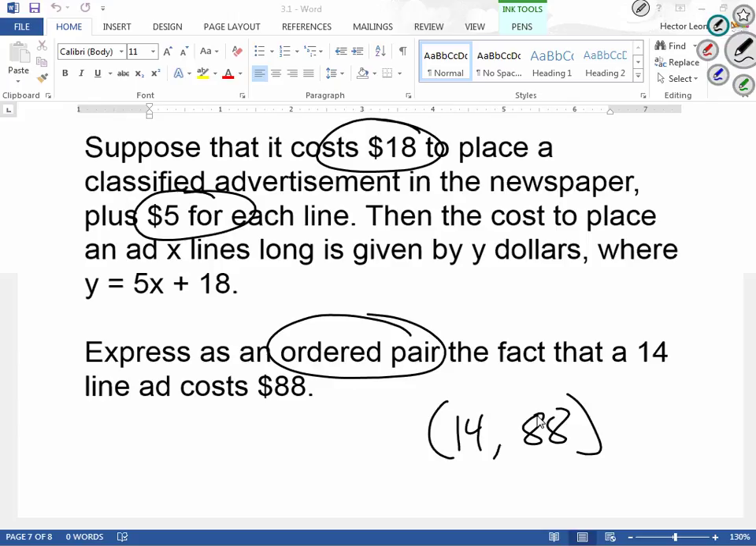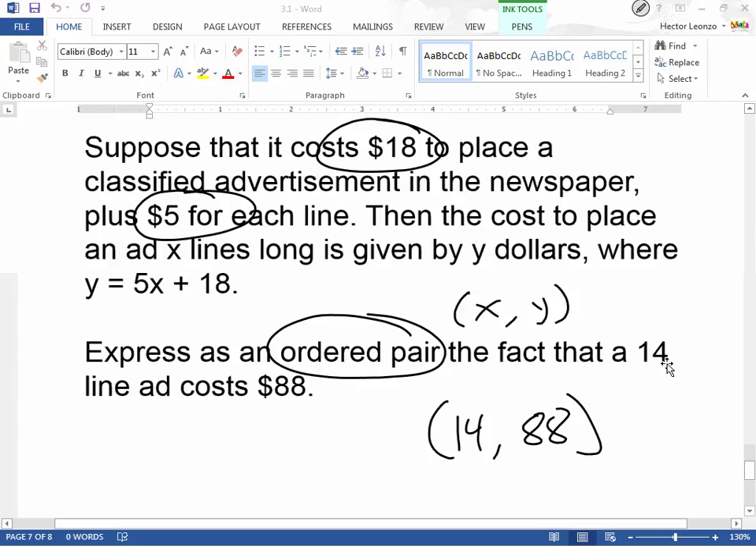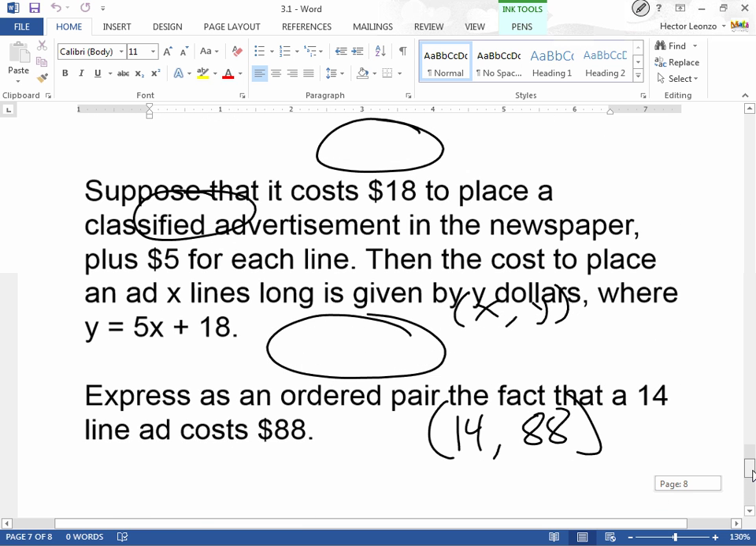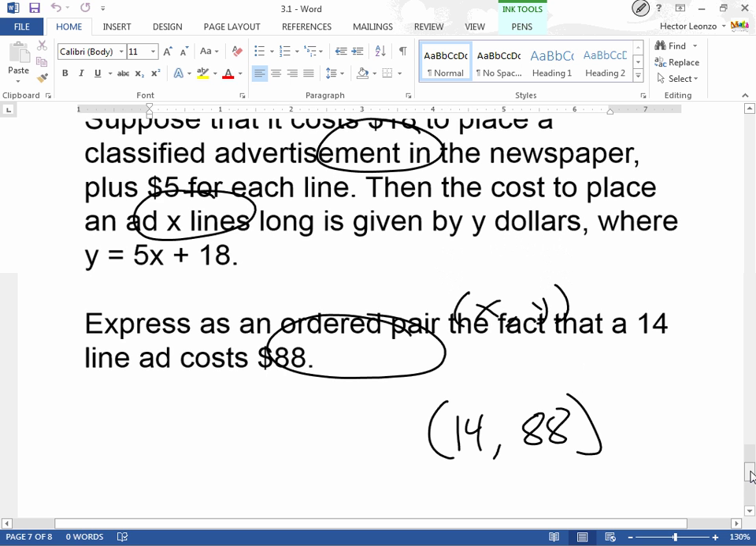It looks like an ugly question, like there's a lot of words. But as soon as we get ordered pair, I'm asked to do the X and Y value. Remember, X is how many lines? So that's 14. Y is the price, the cost, $88. All right, so that's all we do.